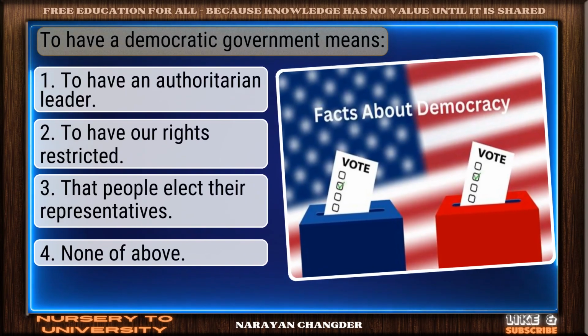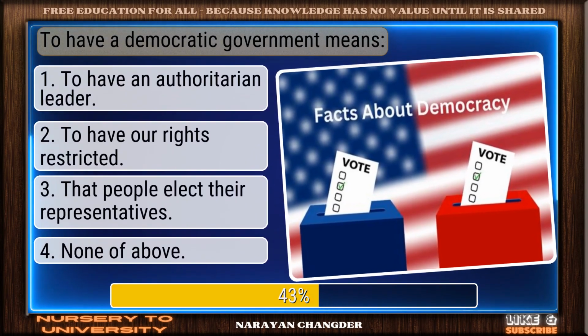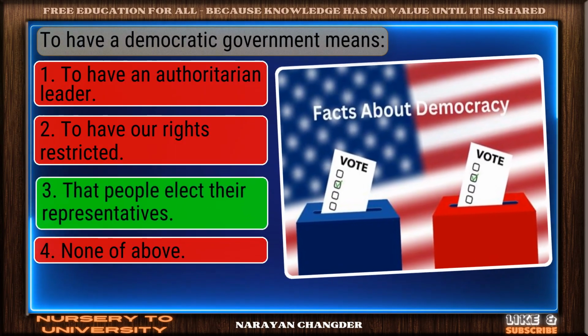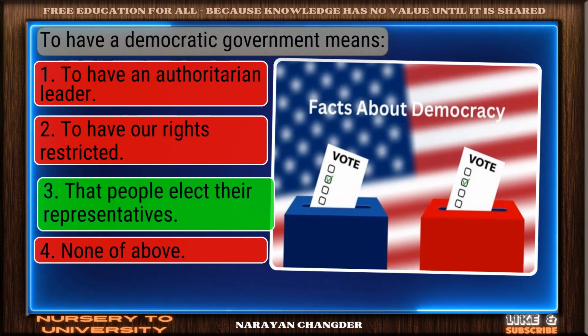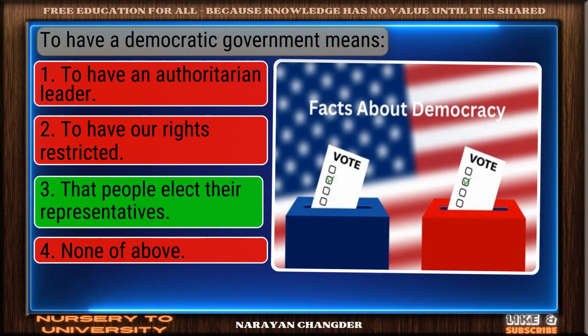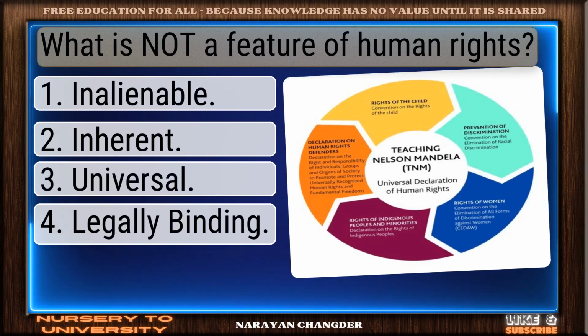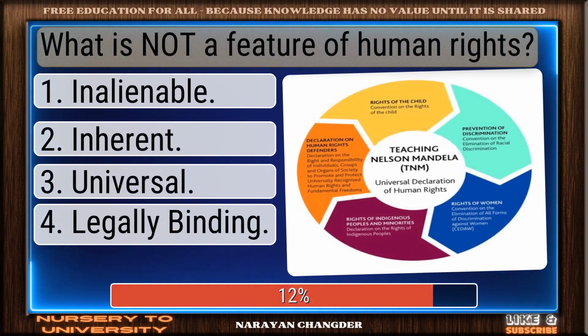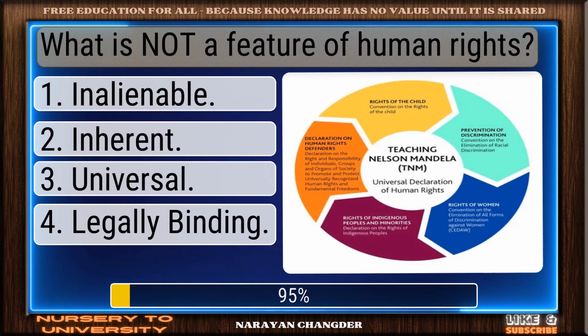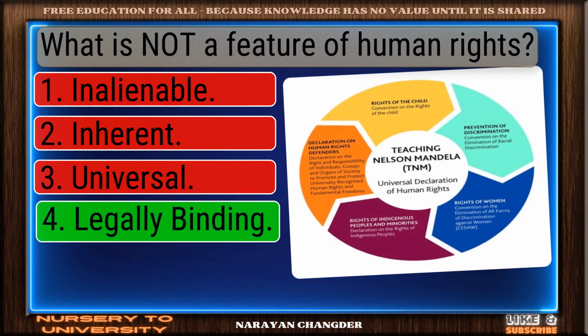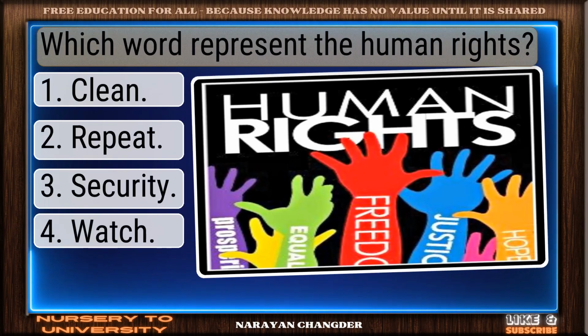To have a democratic government means. Nicely done. That people elect their representatives is a solid answer. What is not a feature of human rights? Valid point. Legally binding is true.